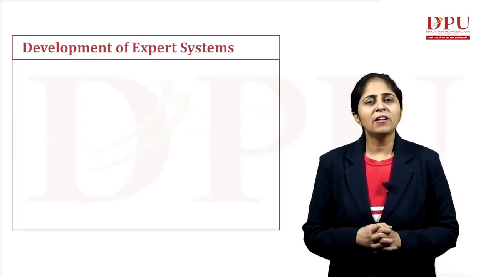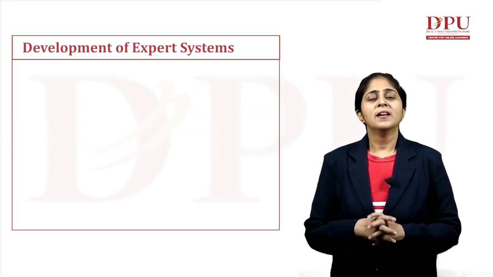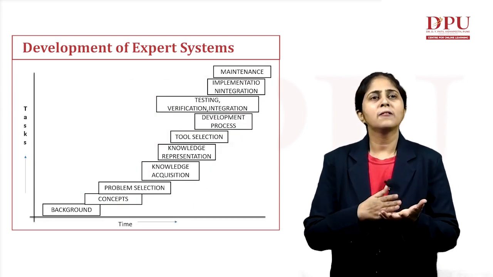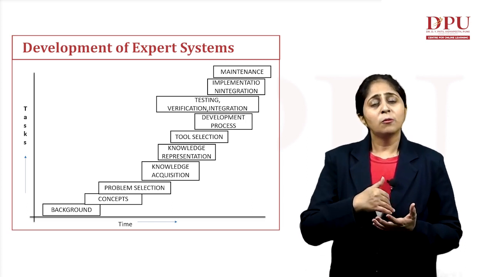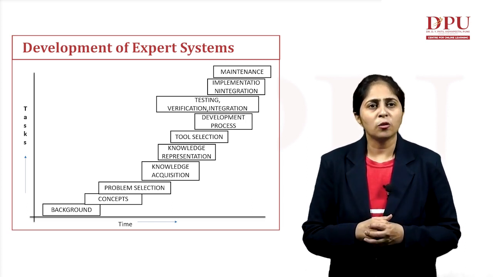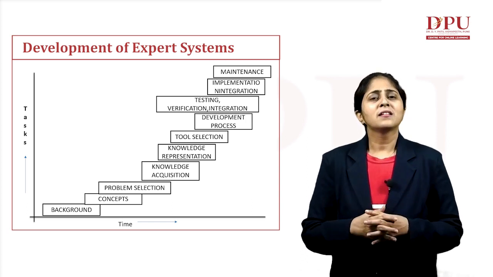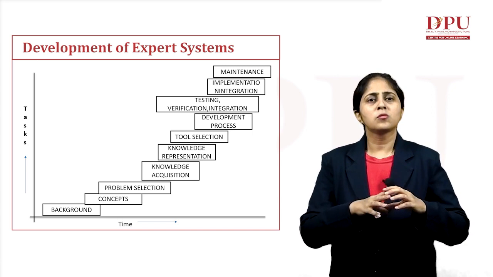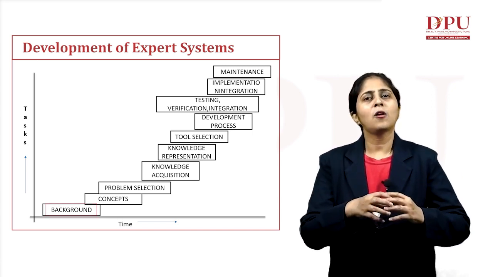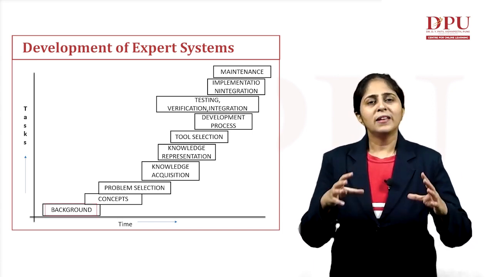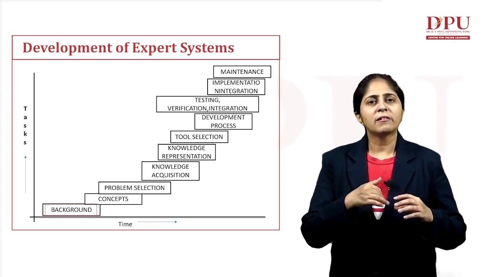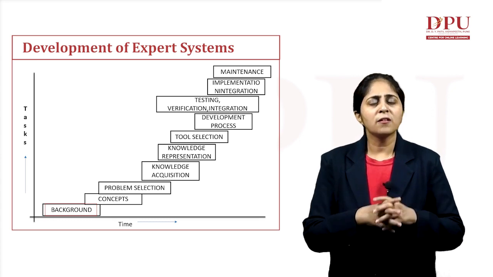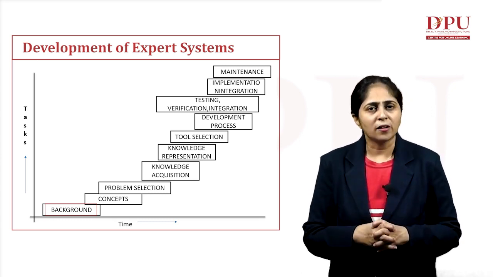Talking about the development of expert systems, if we are trying to develop an expert system, what are the various tasks, what is the whole process that we need to follow? The basic task that we need to follow when we are trying to build an expert system is to work on the background of the problem. Whenever a problem arises and we're trying to build some expert system or trying to use a certain expert system, first of all we need to understand the background of it.